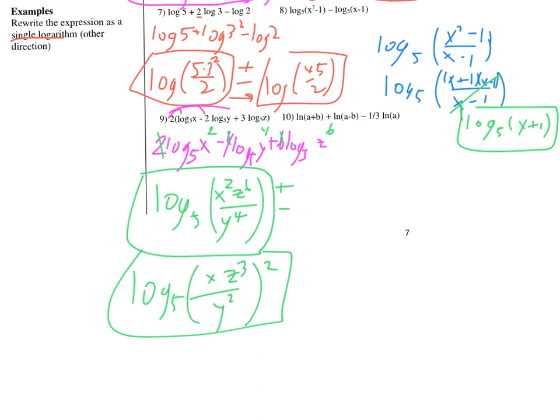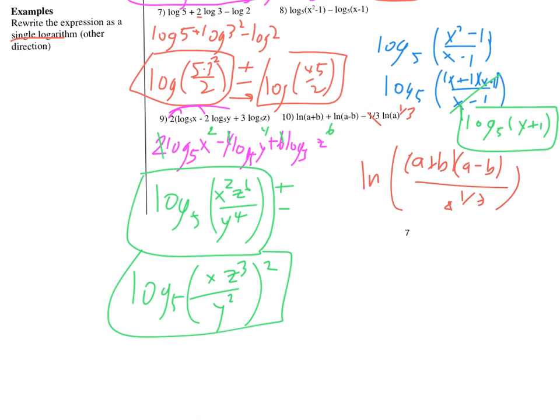Okay, next up here, let's do number 10. So for number 10, first of all, I would call this the 1/3 power of a, since we have that coefficient. And so I'm going to condense this all into one natural log. And so that would be a plus b times a minus b all over a to the 1/3 power.